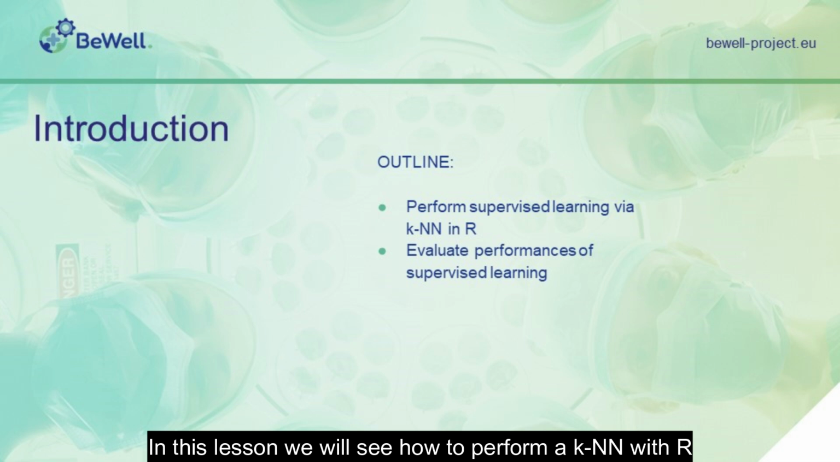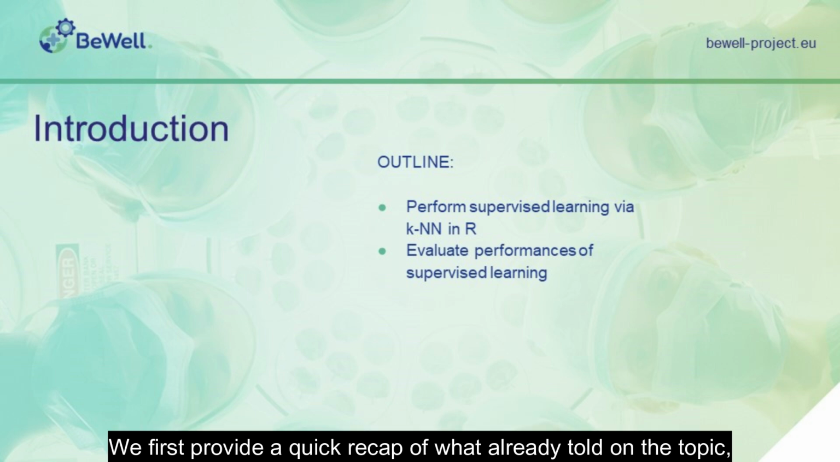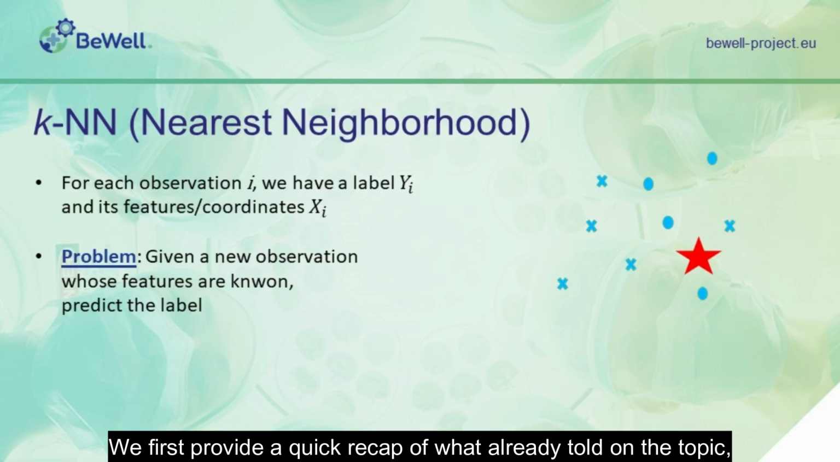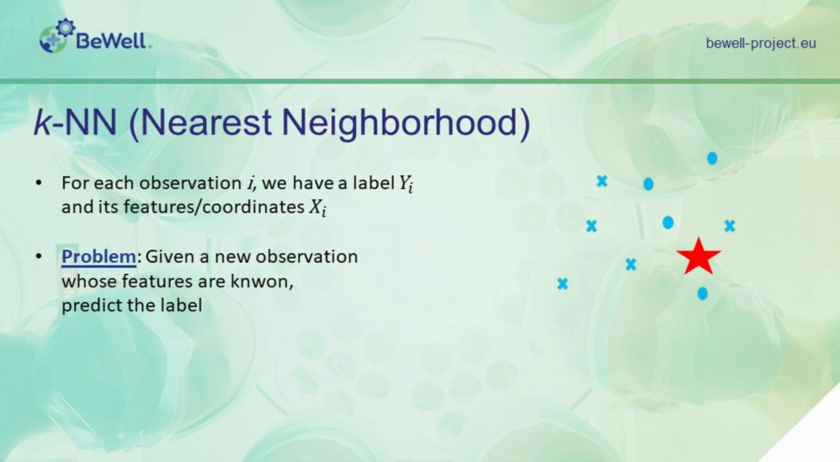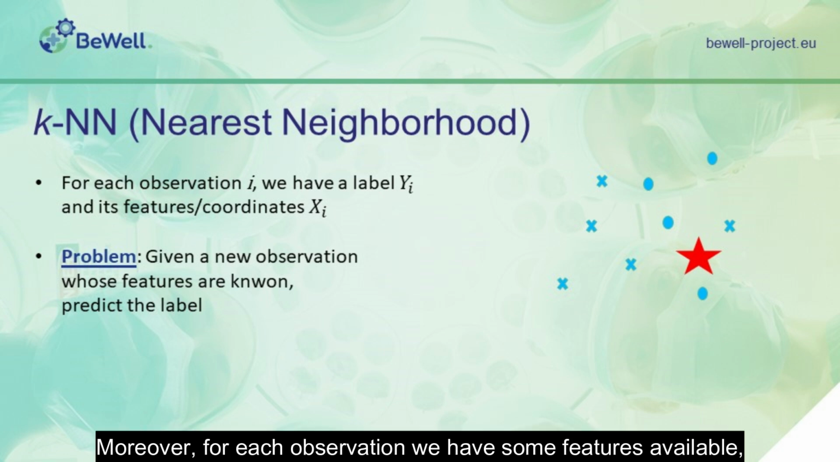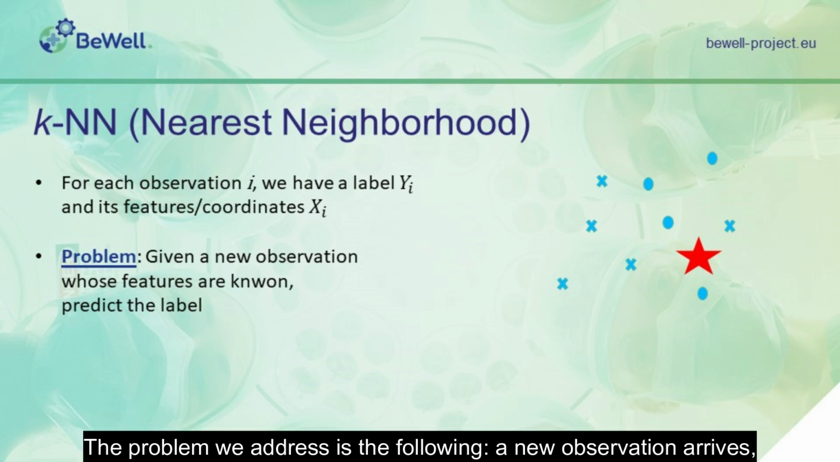In this lesson we will see how to perform a KNN with R and evaluate its performances. We first provide a quick recap of what was already told on the topic, looking at the example in the slide. The dataset is made of 9 observations, 5 are labeled as crosses and 4 circles. Moreover, for each observation we have some features available, which are represented as the coordinates of each point in the slide. The problem we address is the following.